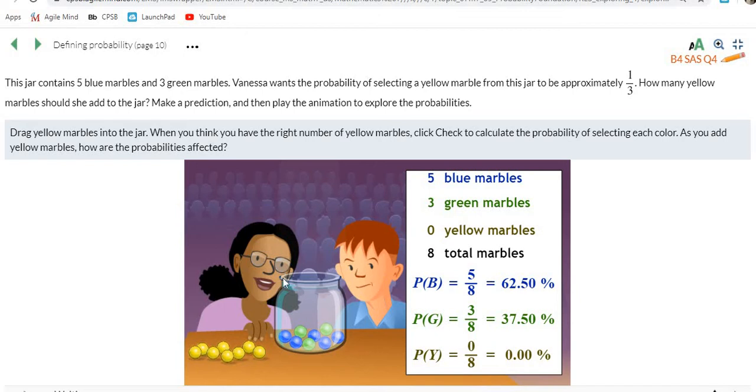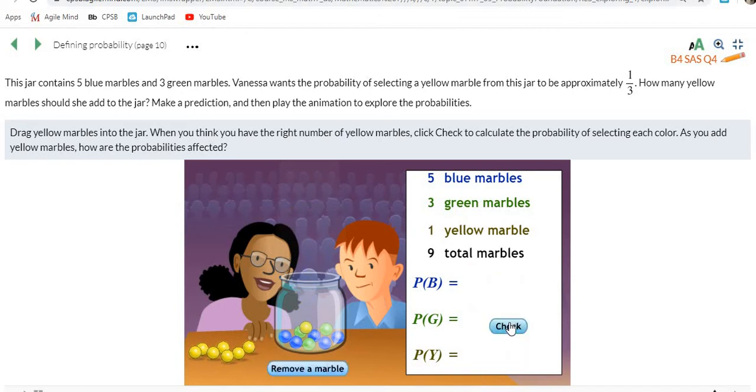Okay, we're going to see if y'all change your answer. I'm going to put 1 marble in. I now have a total of 9. Recalculate. I'm at 11%, 1/9. I'm looking for 1/3. Who says 2 marbles is going to do it? Have faith in your own answers. 3 marbles is going to do it. 4 marbles is going to do it.